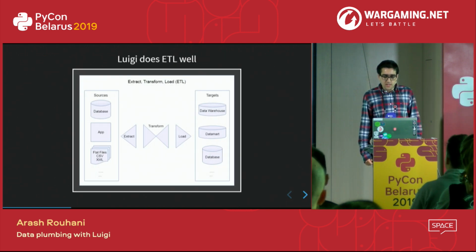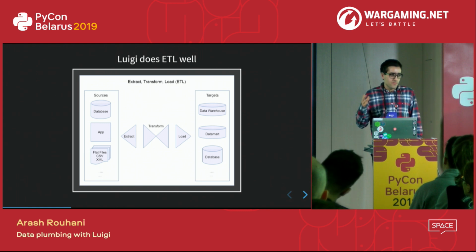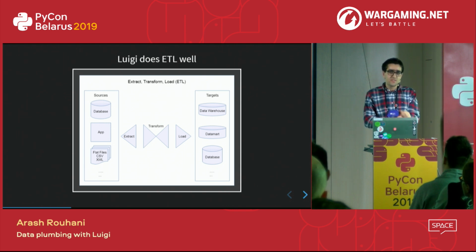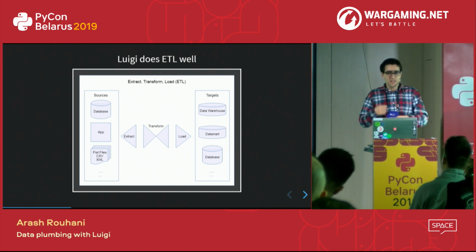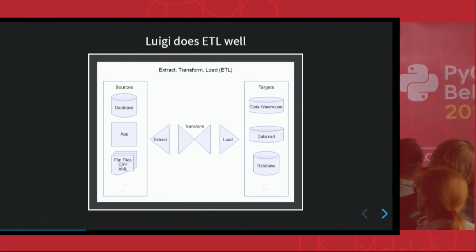Luigi does ETL: extract, transform, load. That's what you usually want to use it for. So let me just walk you through ETL. Extract means you get data from somewhere, maybe the internet, maybe your database. Transform is the part where you read it, do some calculations and write it back, read it again, write, read, write. And load is putting it into maybe a database where you can serve things.